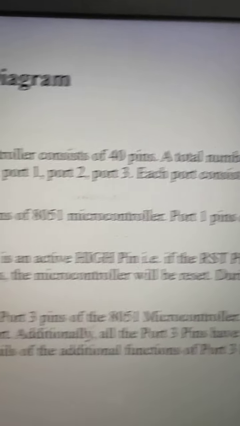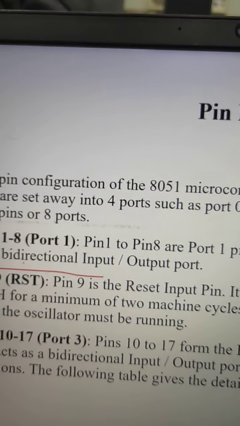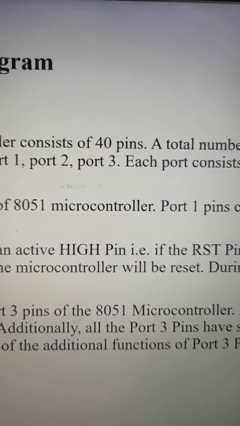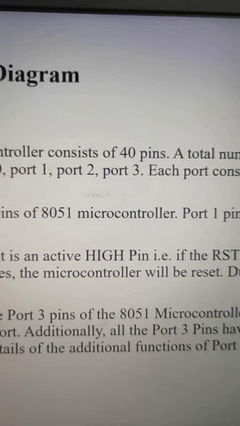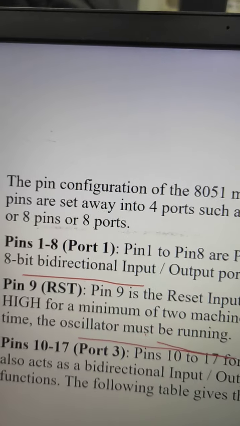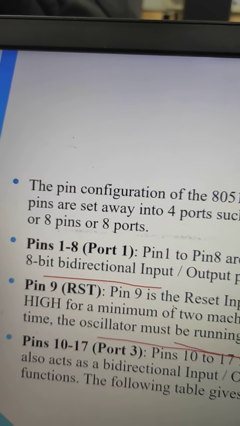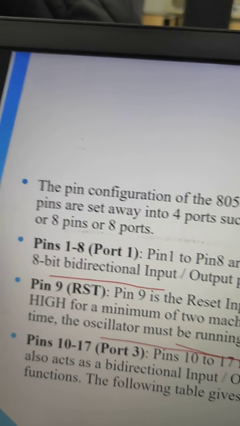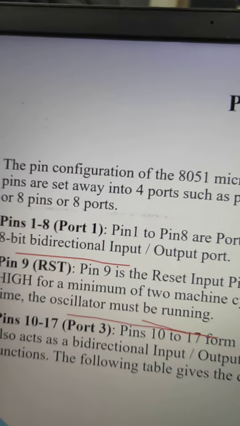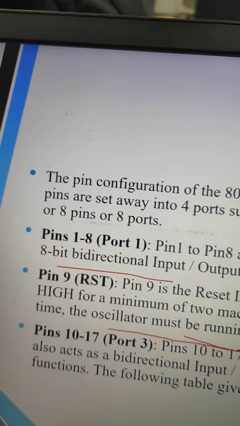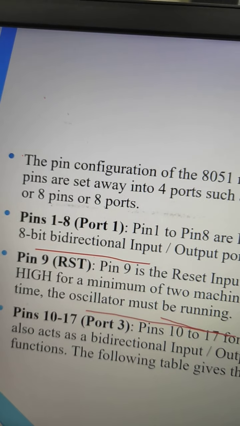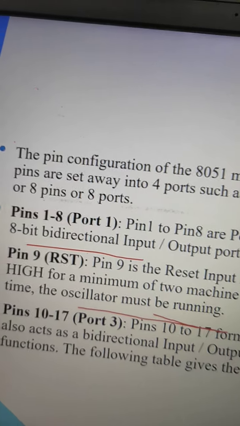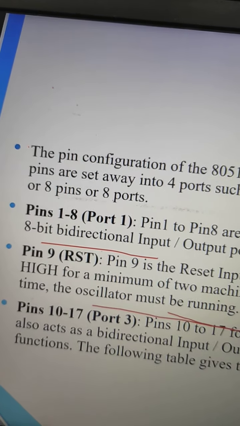If the reset pin is high for a minimum of 2 machine cycles, the microcontroller will be reset. During this, the oscillator will always be running. The reset pin is activated high, and this pin will be high for a minimum of 2 machine cycles. Whereas pins 10 to 17 are the port 3 pins. This port 3 also acts as a bidirectional port, but additionally it has some special functions.